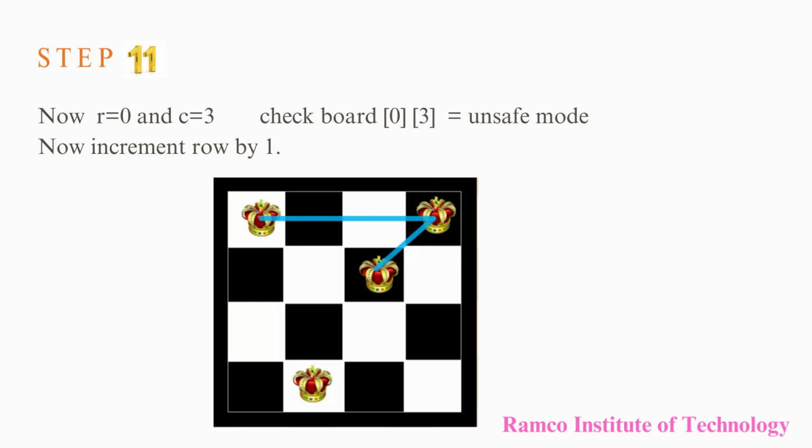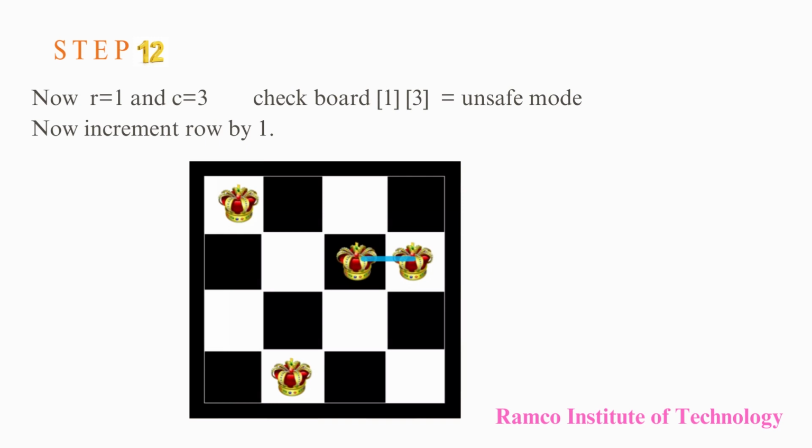Next, step 11. Here R value equal to 0 and C value equal to 3. So check the board 0 and 3 position. It is unsafe mode because two queens are in the same row and same diagonal also. So it is unsafe mode. It's shown in the figure. So next we will increment the row by 1.